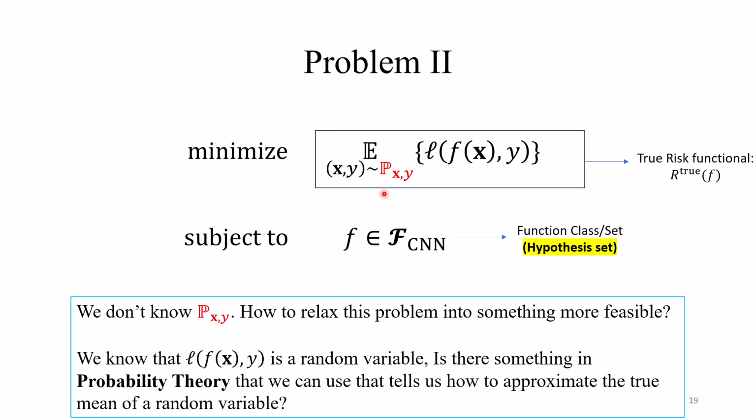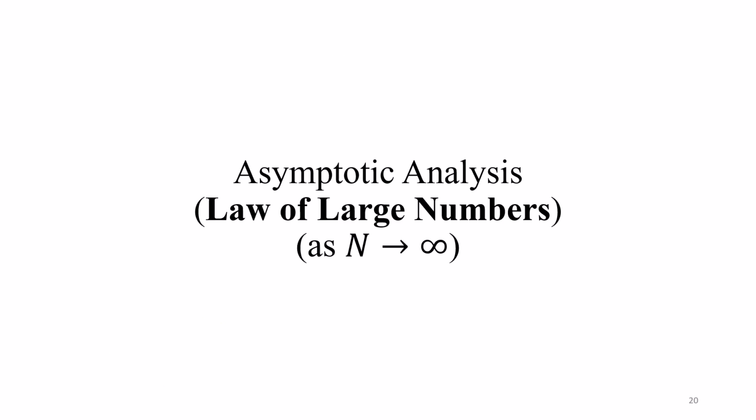We still don't know p sub xy. How do we deal with the objective function here? Is there something in probability theory that we can use? Well, this is where the law of large numbers comes in. Now, I should point out that technically, if we want to be rigorous, we should use the uniform law of large numbers. But since the idea of uniform convergence is a bit advanced here, I would just use the weak law of large numbers to roughly illustrate the idea.